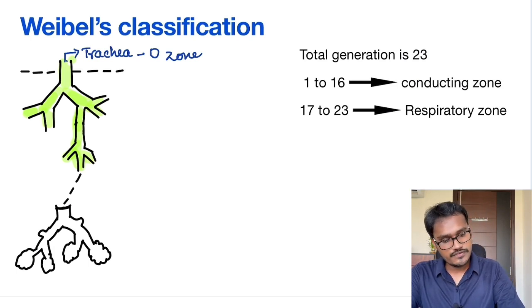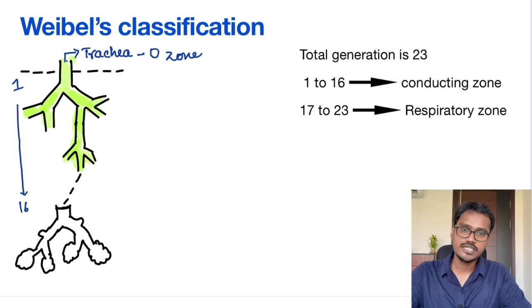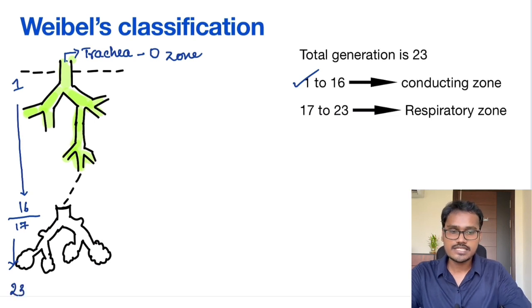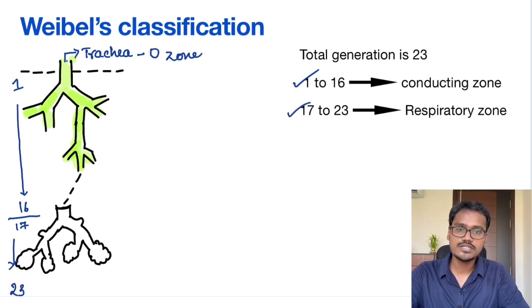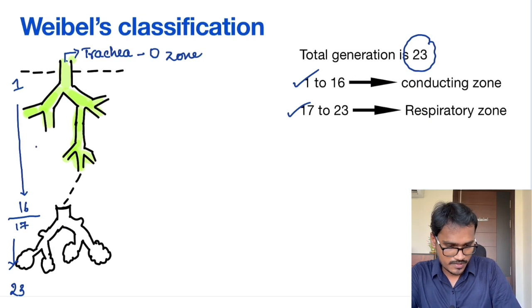Out of this, the first 16, like 1 till 16, there is no gaseous exchange. That is why this zone is called as conducting zone. Whereas the regions 17 to 23, gaseous exchange happens in this region, so that's why this region is called as respiratory zone. So totally we have 23 generations. Out of this, first 16 is conducting zone, 17 to 23 is respiratory zone.